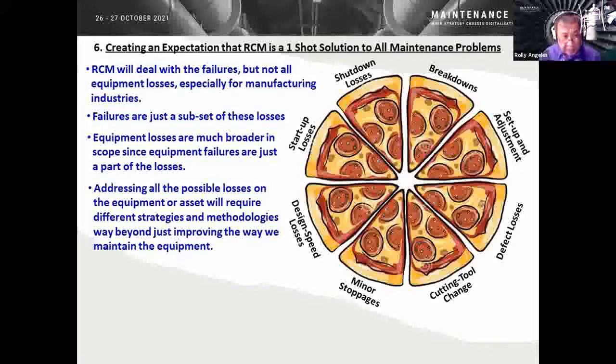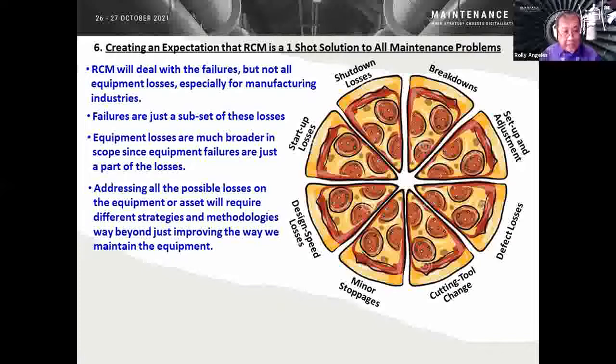So you might have equipment that does not experience so much breakdown, but experiences a lot of minor stoppage. Or you have equipment that is not dedicated, in which it is being converted or set up from one product to another, and this is what is eating your downtime. Okay? RCM will not address those issues.